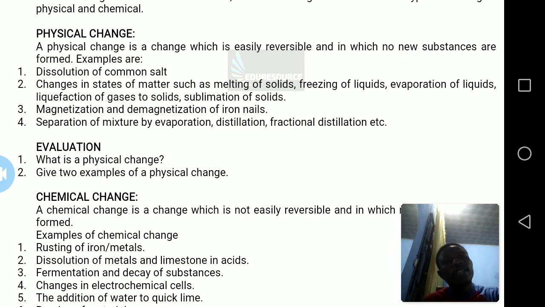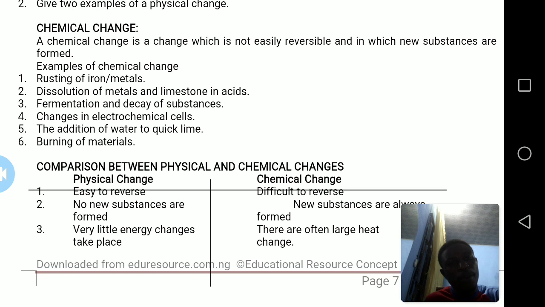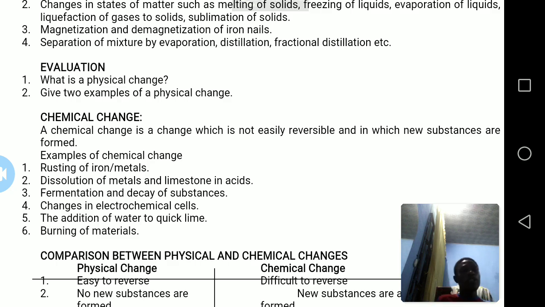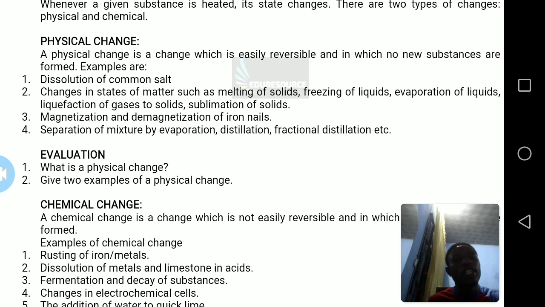So that is the 4th example of physical change: separation of mixture by evaporation, distillation, fractional distillation, etc. Then let's move into the chemical change. We have explained physical change, and we say that physical change is a change which is easily reversible, and no new substance is formed. I gave an example of water. You can put pure water in the freezer and it becomes ice. Then that same water, you can reverse it back to liquid. So that's what they're saying here.